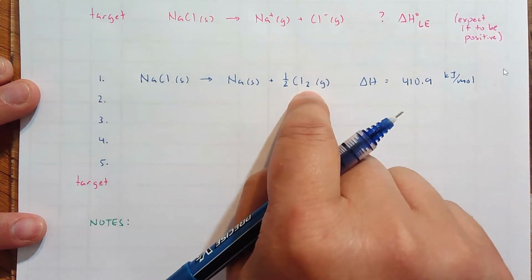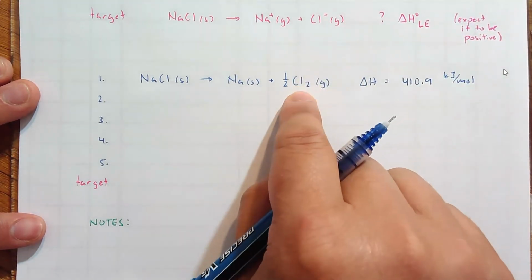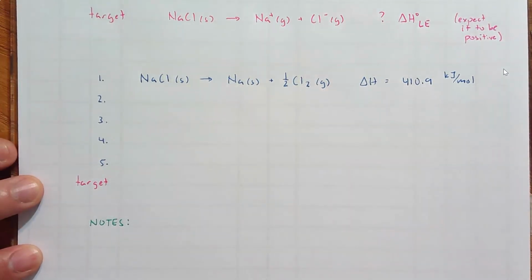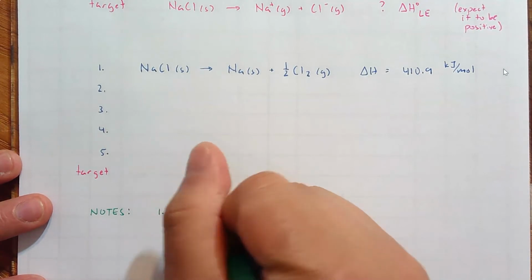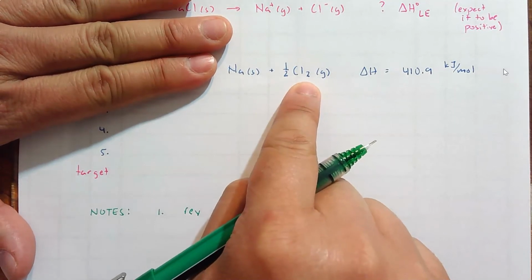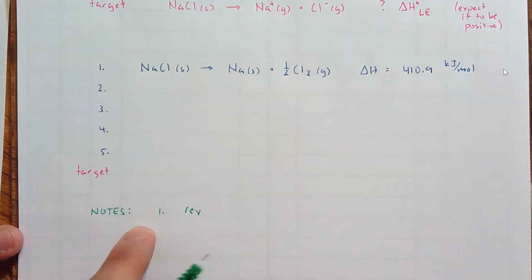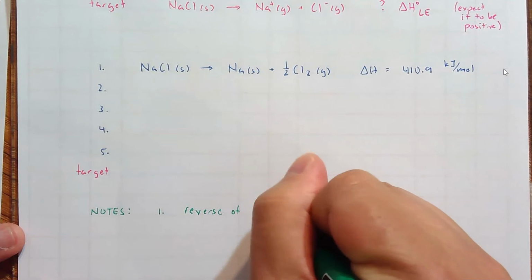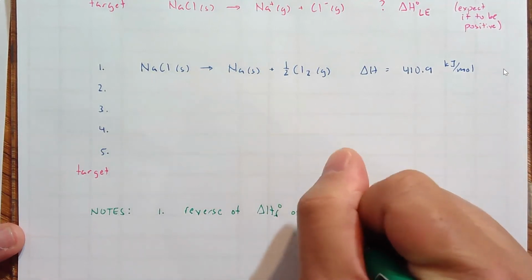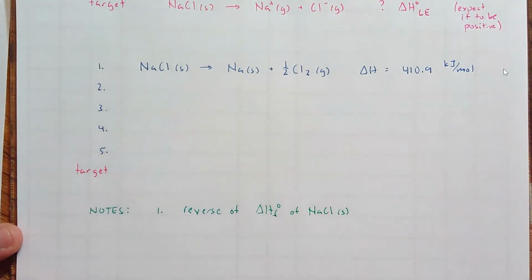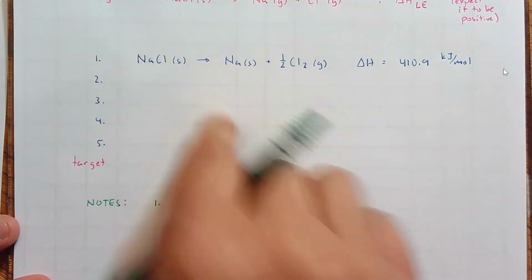Right? Chlorine, the element in the standard state, is Cl2 gas. Sodium is sodium solid. You know what this is? This is the reverse of the heat of formation for NaCl, right? We have these components to make 1 mole of NaCl. So in my notes, I'm going to say this is the reverse of the delta H of formation of NaCl solid. Okay, this is from the table, not this reaction, but the reverse reaction.